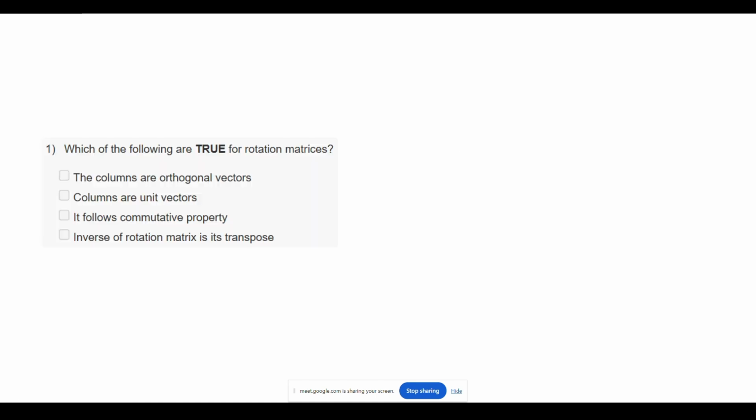Coming to the first whole assignment question, which of the following are true for rotation matrices? The columns are orthogonal vectors, the columns are unit vectors, it follows commutative property, inverse of rotation matrix is its transpose. The answers are A, B, and D. It does not follow commutative property. A cross B is not equal to B cross A.